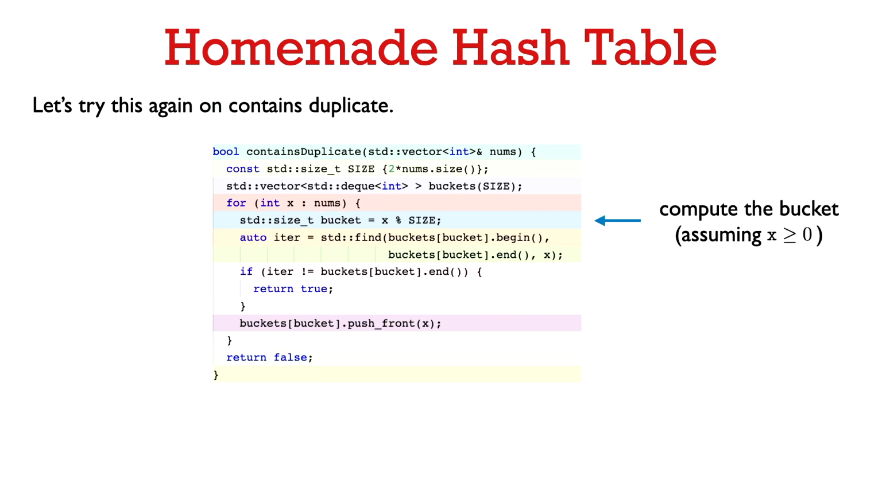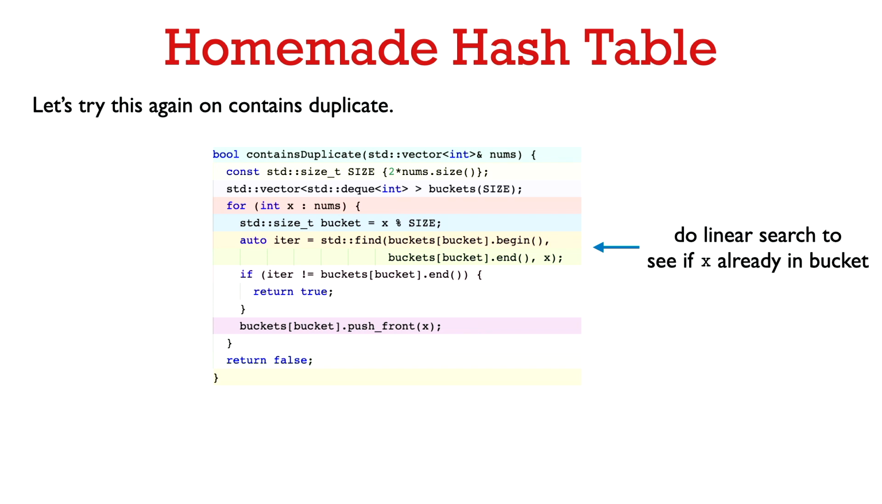Now, given an x, we determine which bucket it should go into with the modulus function. And here's the most interesting part of the algorithm. This is like the contains function. Now we know what bucket x goes into. To see if the data structure already contains x, we need to search through the deque in this bucket to see if x is there. This is just a linear search, so we potentially have to look through all the items in the deque.